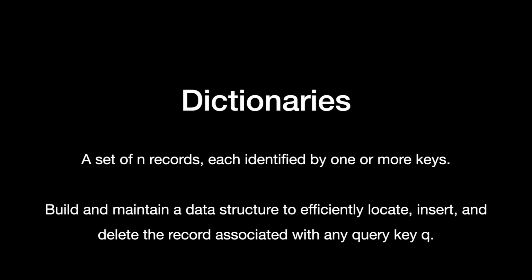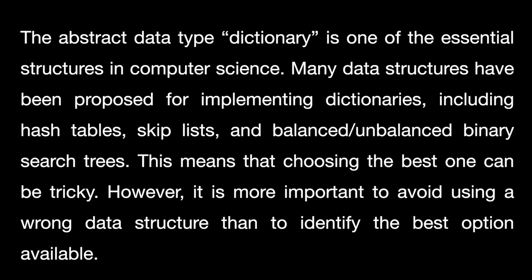Dictionaries: a set of n records, each identified by one or more keys. Build and maintain a data structure to efficiently locate, insert, and delete the record associated with any query key. The abstract data type dictionary is one of the essential structures in computer science. Many data structures have been proposed for implementing dictionaries, including hash tables, skip lists, and balanced and unbalanced binary search trees.